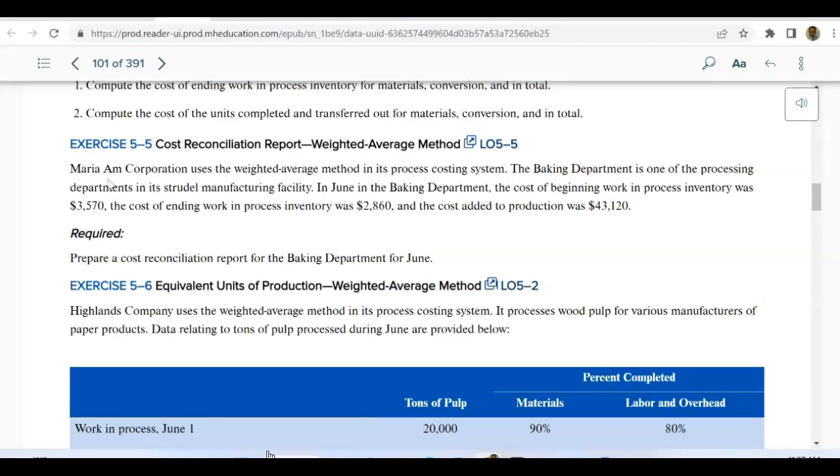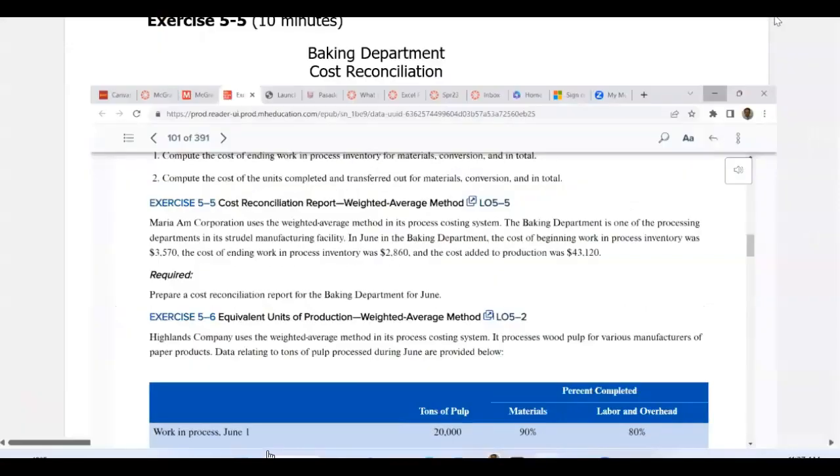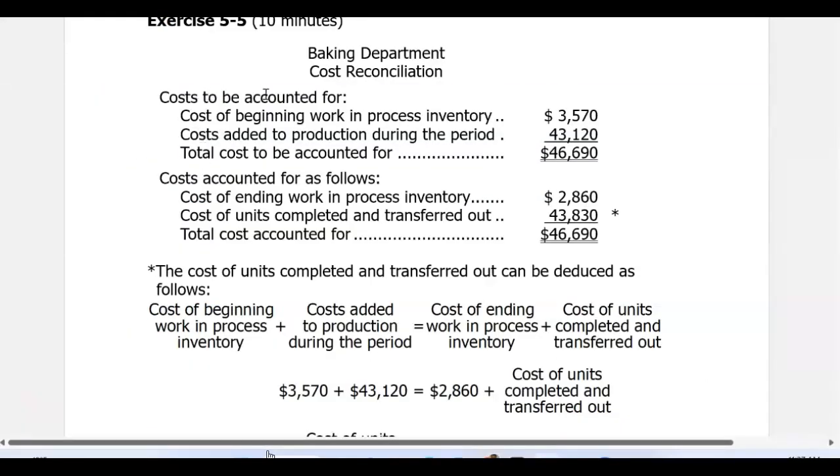Okay, so we have the beginning, we have the ending, and we know how much cost has been added to the production, and we want to do a cost reconciliation. So cost to be accounted for and cost accounted for. Those are two different categories. First, you have to calculate what is to be accounted for, and then you start accounting for it. Make sense? Those are two different things.